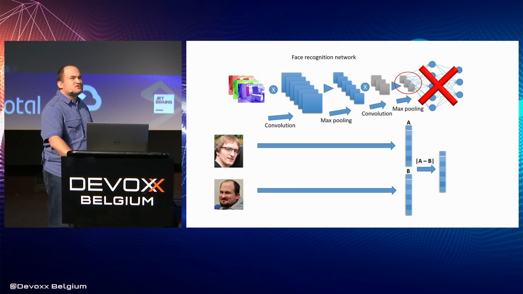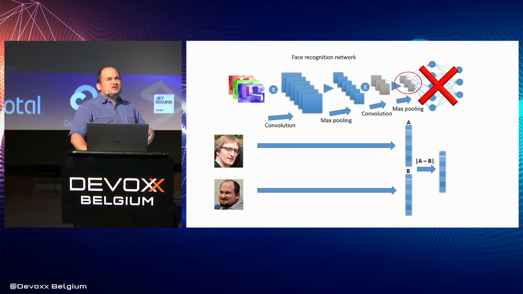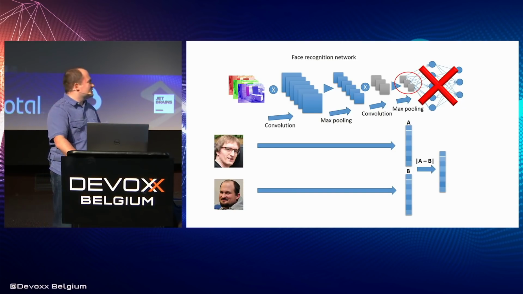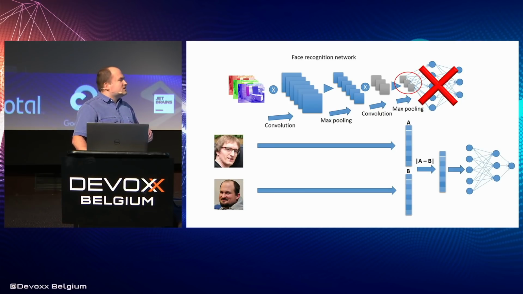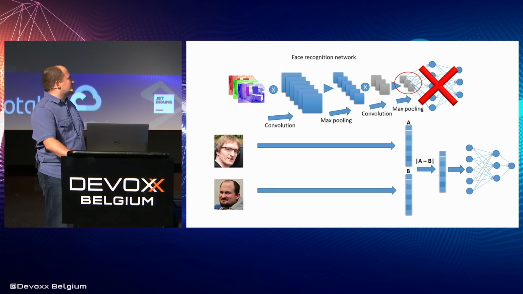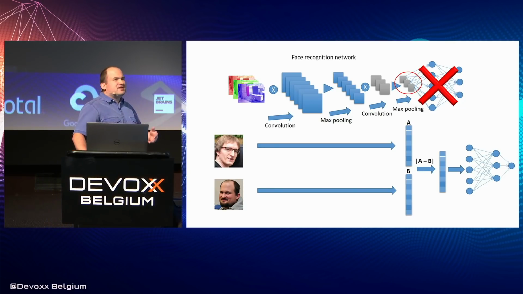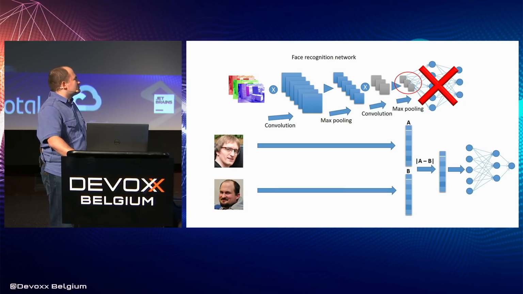So we subtract these feature vectors, and we train our own very small, fully connected neural network, just 3 layers, to say yes or no, whether these feature vectors represent the face of the same person or not.